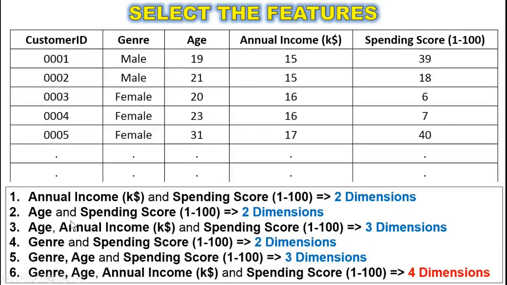Selection number 4 has 2 features, namely genre and spending score. Therefore, it is 2 dimensions. Selection number 5 has 3 features, namely genre, age, and spending score, and it is 3 dimensions. Finally, selection number 6 has 4 features, namely genre, age, annual income, and spending score, and it has 4 dimensions.